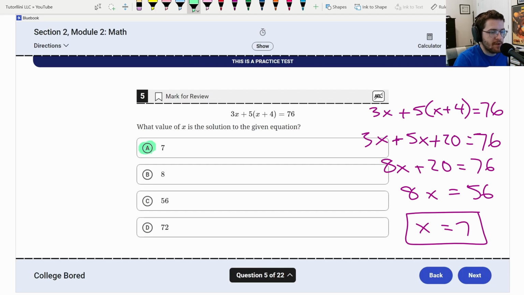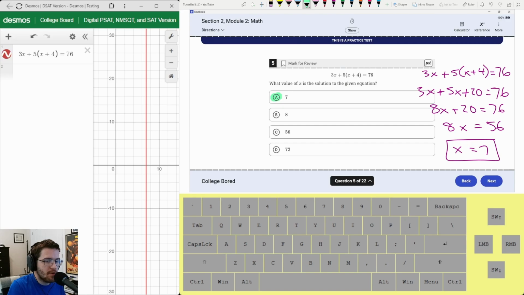We can also do this one on Desmos super quick, so let's go do that. Okay, you'll notice all I did was type in the equation verbatim. Then I click on the solution, and we also get x equals 7.